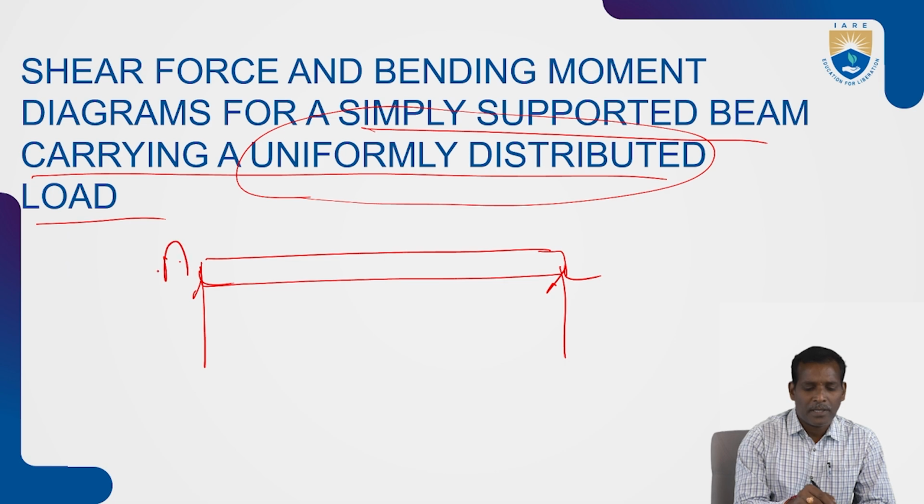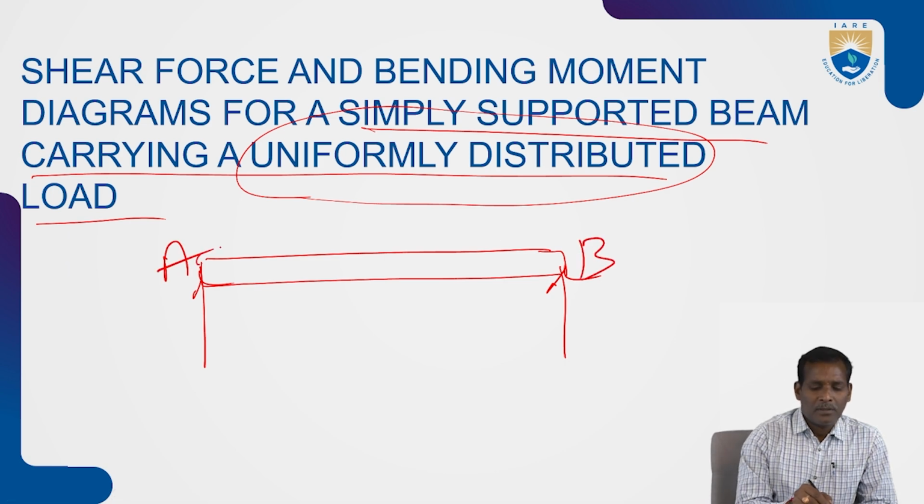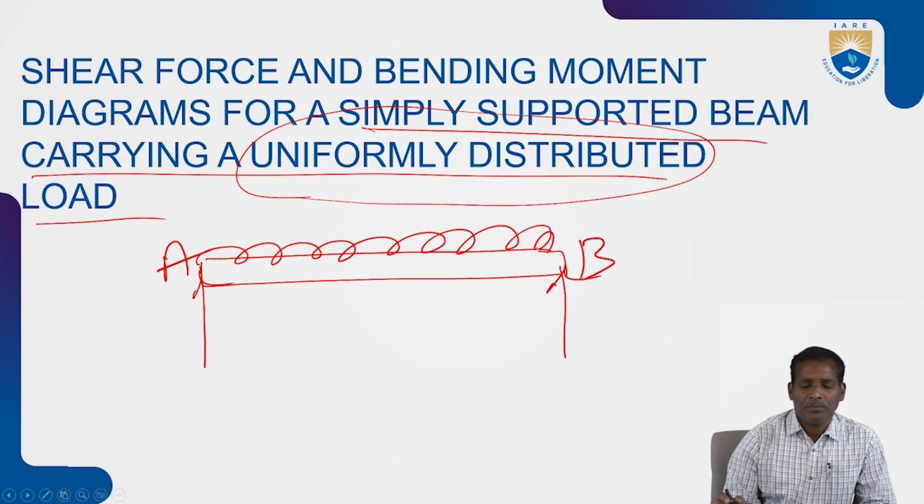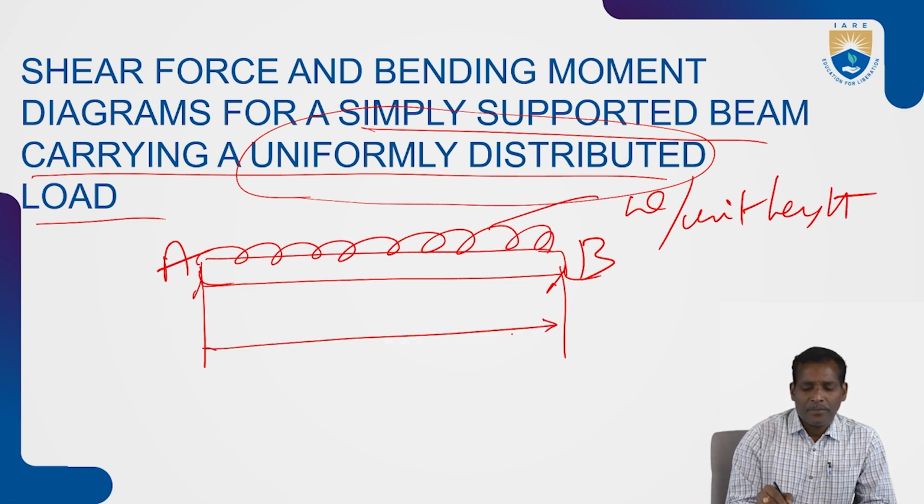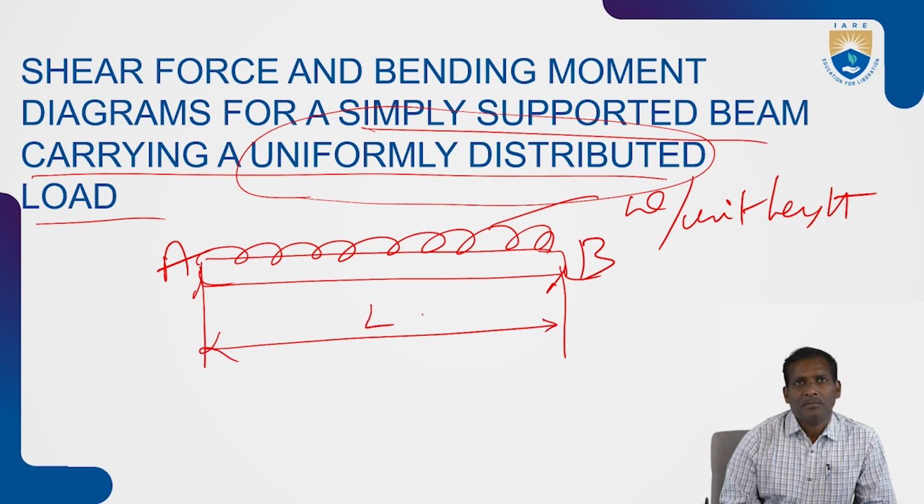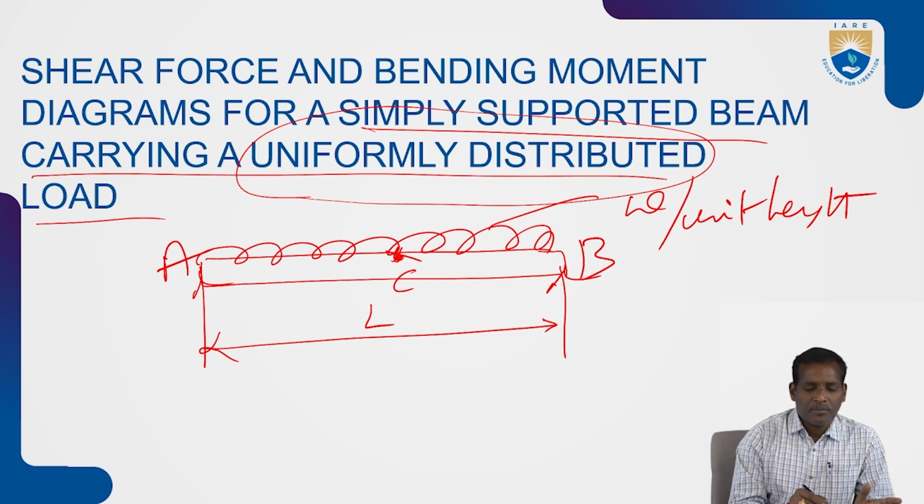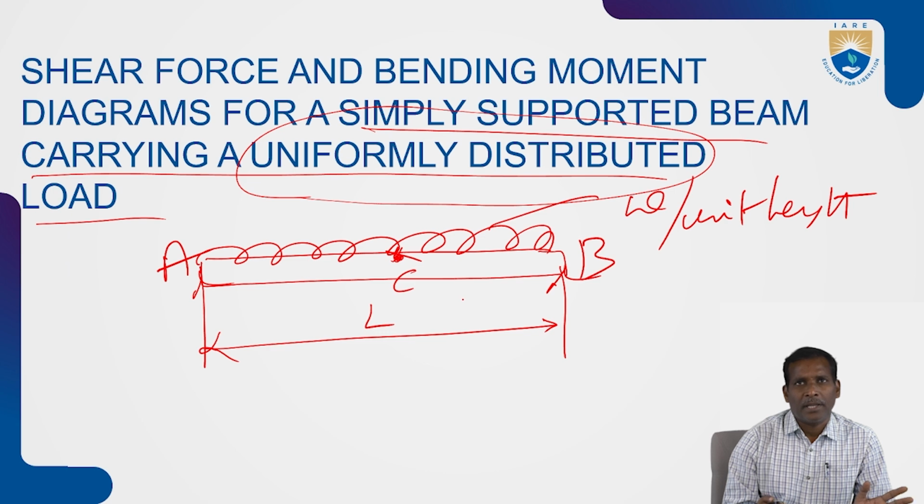So the beam is like this, A and B, with a UDL load. This is W per unit length. The length of the beam is L. Take the midpoint C. The given load is UDL, and two supports are there, A and B.